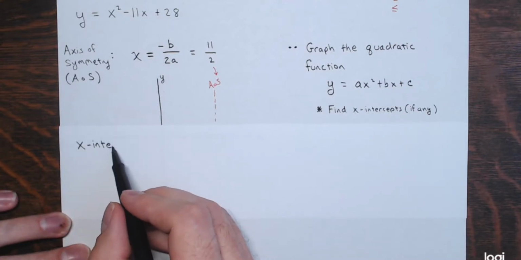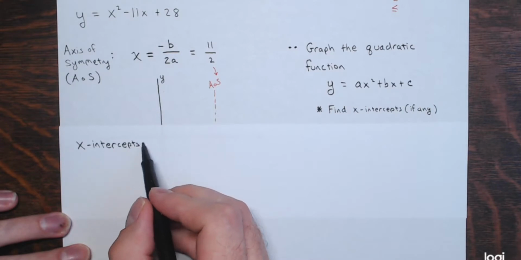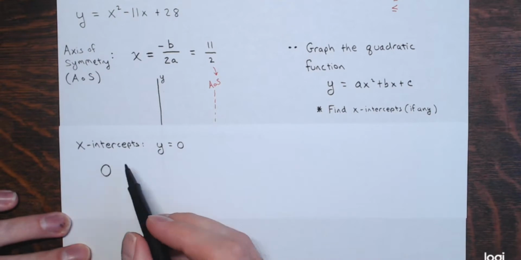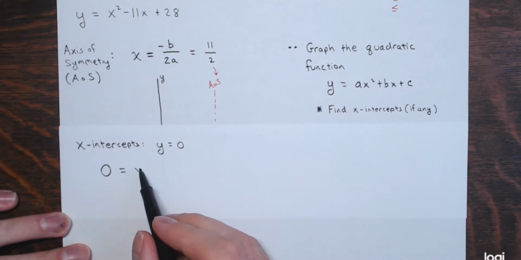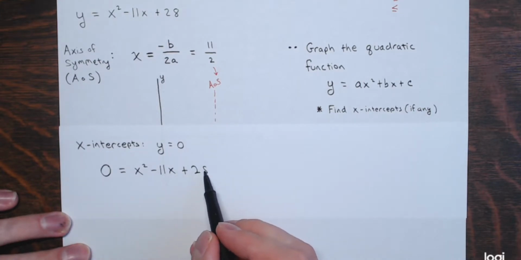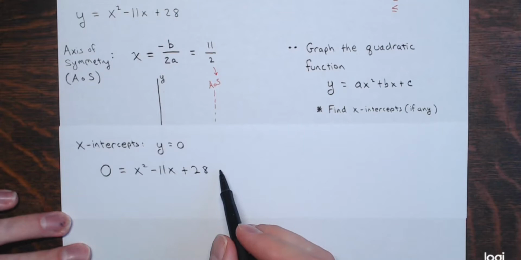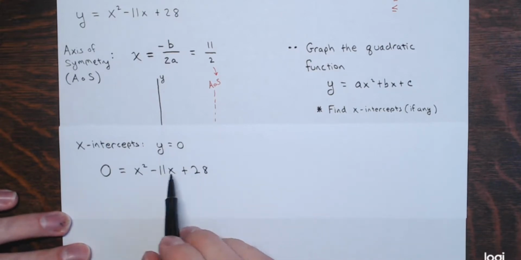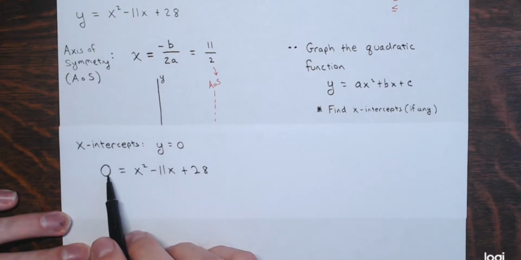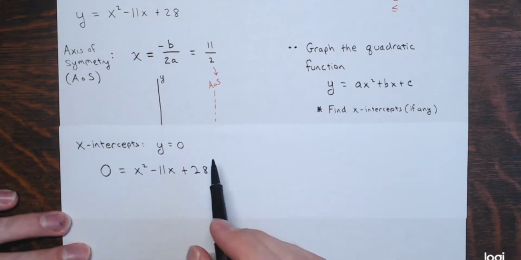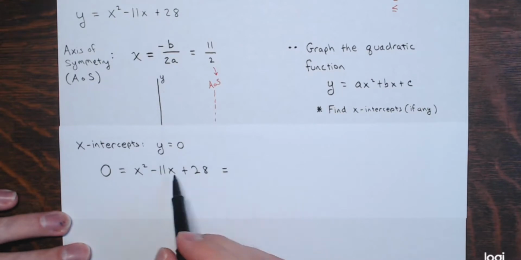So the x-intercepts, remember you let y be 0. So we're solving this equation, right? 0 equals x squared minus 11x plus 28. And then you solve. Now you can use the quadratic formula. This is in a form where everything's on one side, zeros on the other. I can use the quadratic formula if I wish, I can solve by completing the square, or factoring if it's factorable. And this one is factorable.